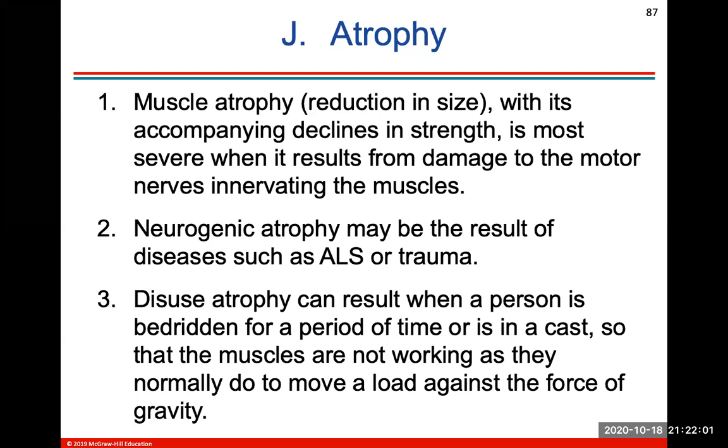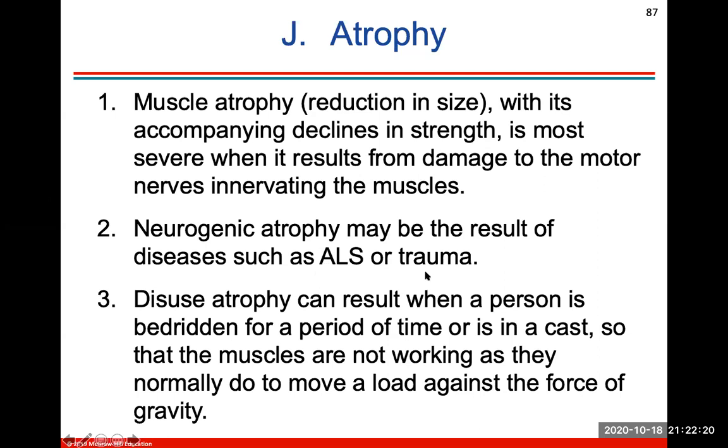It's most severe when it results from damage to motor nerves innervating the muscles, because if your motor nerves are damaged, they won't be able to stimulate these muscles, so your muscles won't be able to contract and gain size. Usually this has to do with diseases like ALS or other trauma.